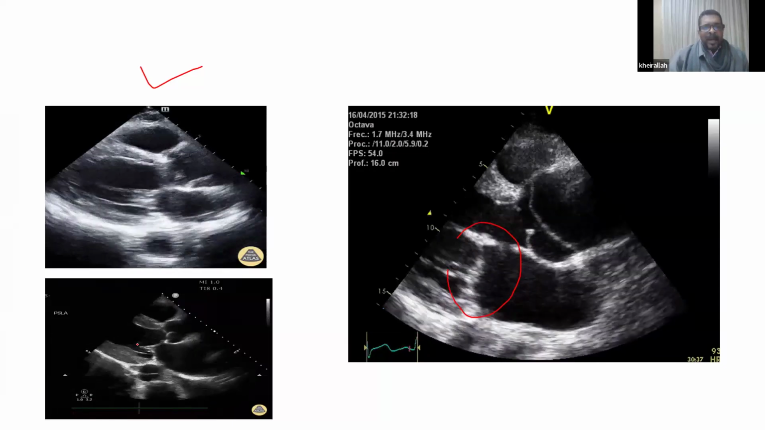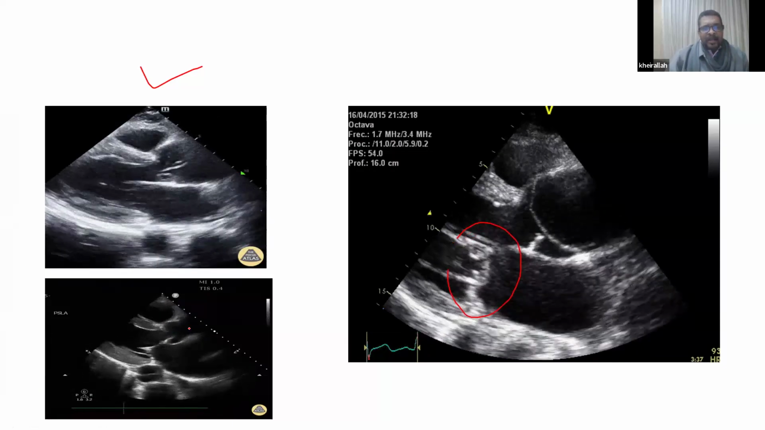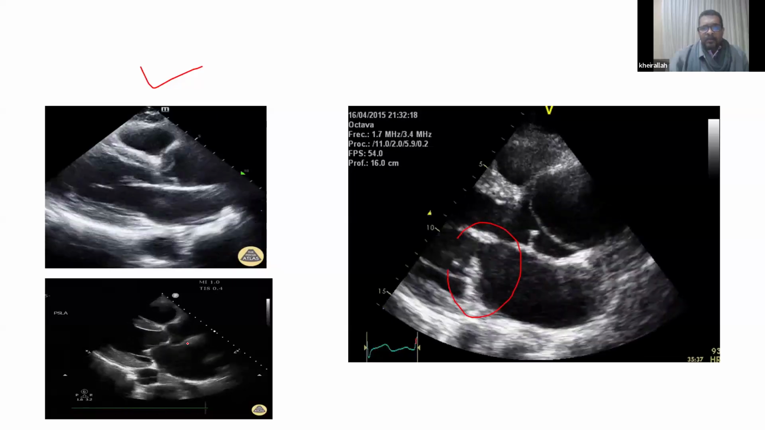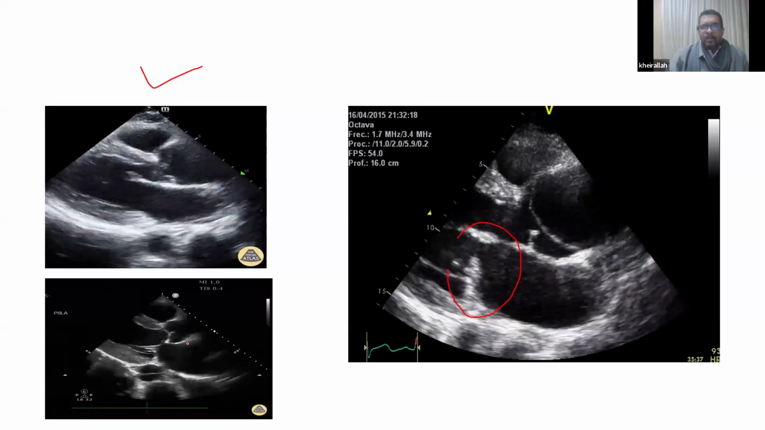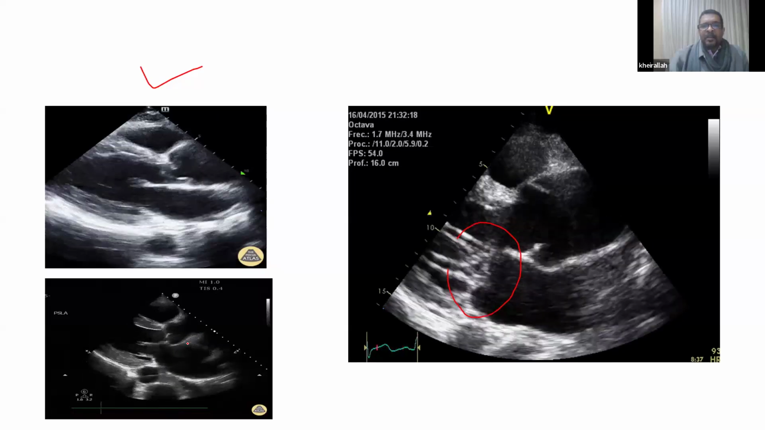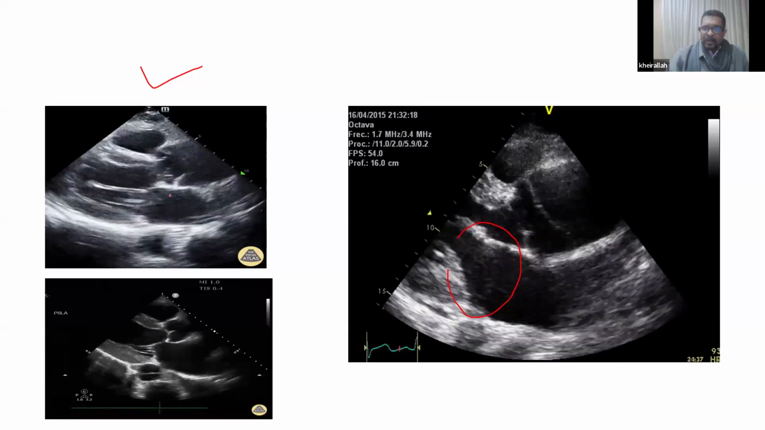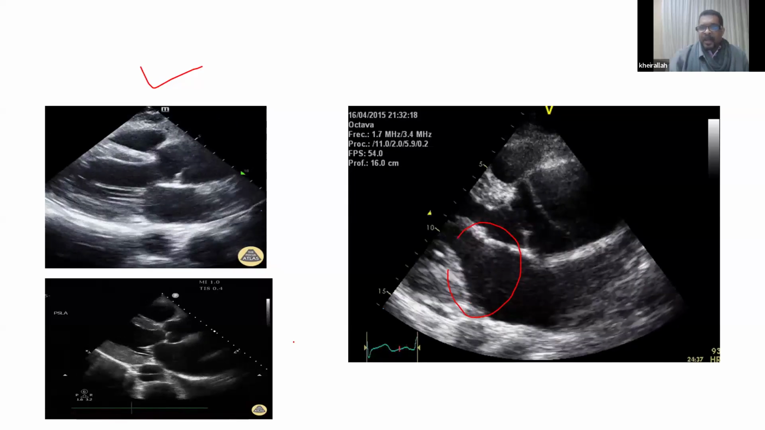Now look at this last case. Ascending aorta, no flap, but look at the descending aorta. There is a flap. So don't forget to look down there. This is type B dissection. Okay, so this is type A, type A, type B.